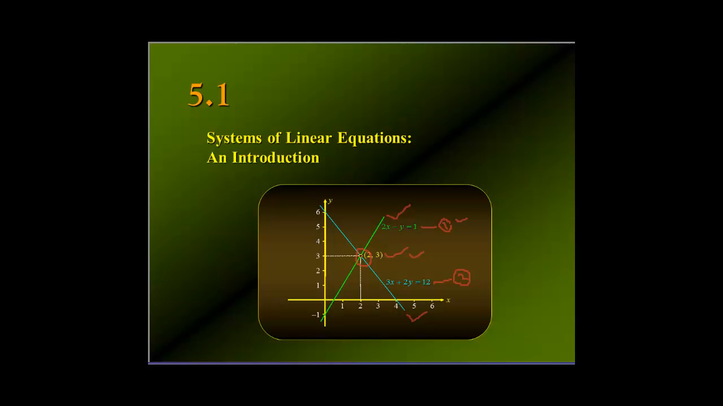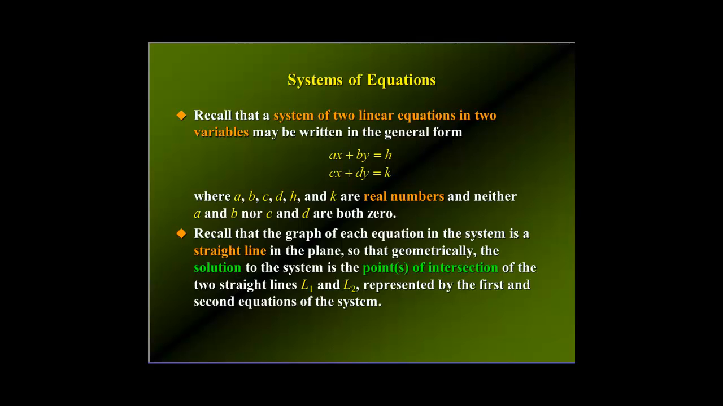Next, we discuss the system of two linear equations in two variables. This is equation number 1, and this is equation number 2. There are two equations, where a, b, c, d, h, k are real numbers, and a, b, c, d are non-zero.